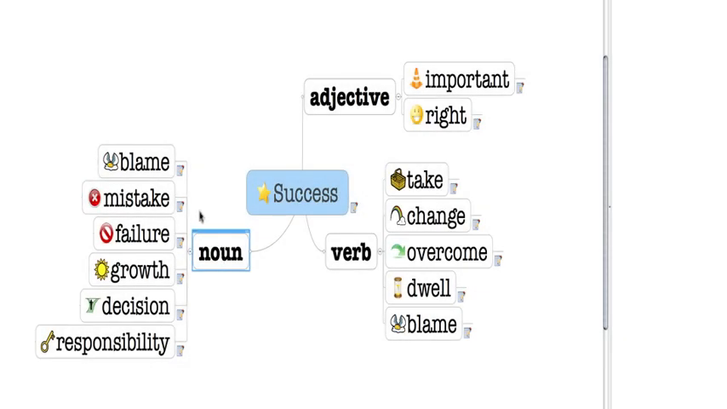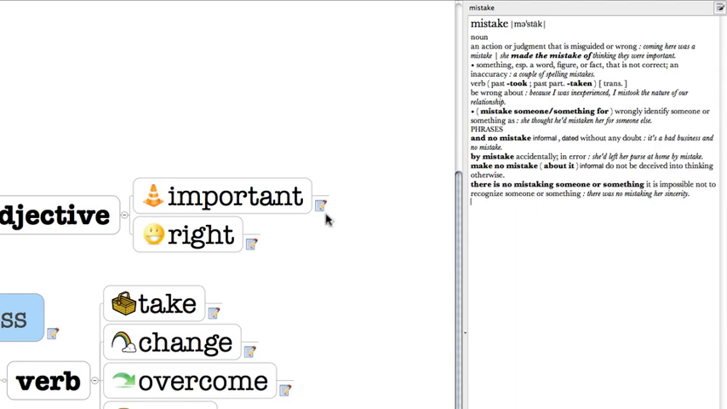Now let's look at the word mistake. Now, a mistake, it's also a negative word, just like blame. And what it means, it's an action or a judgment that is misguided or wrong. So if you don't know what misguided means, just understand wrong. Okay? So it's something that can be incorrect, inaccurate, just wrong. I think we all understand what the word mistake means.